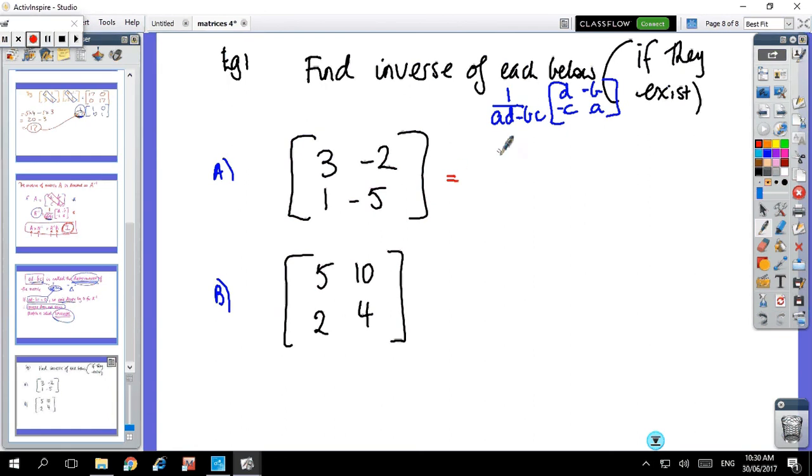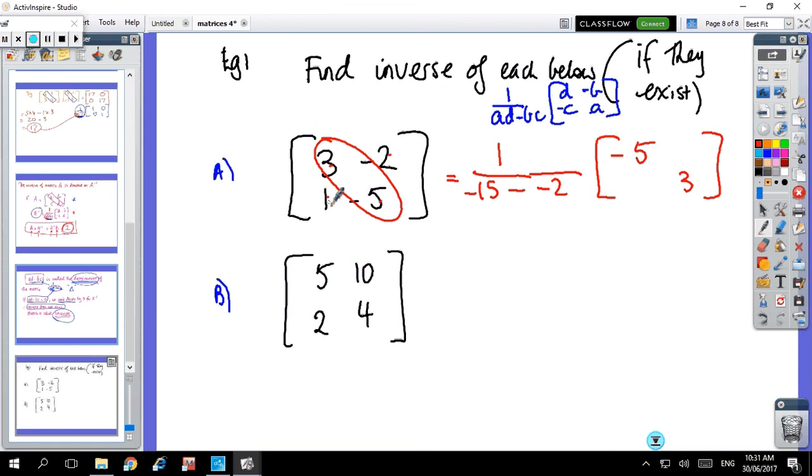Okay, so in this particular one, we've got 1/3 times minus 5 is minus 15, minus 2 times 1 is minus 2, and we'll clean that up in a sec. And then these two numbers switch positions, so minus 5, 3 switch positions, and minus 2, 1 change sign, and then we just got to tidy this up. So it's minus 1/13, minus 5, 2, minus 1, 3.